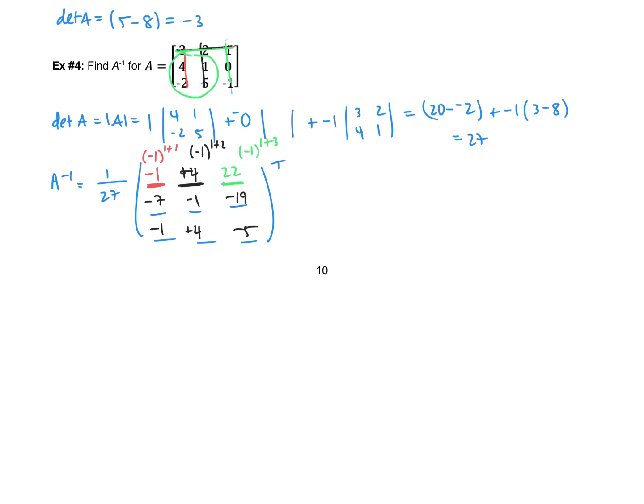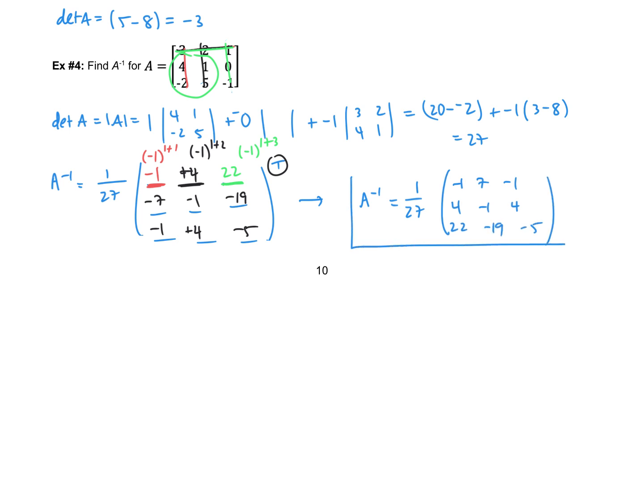And then don't forget, we still have to transpose. So finally, after all of that, we end up with our multiplicative inverse being 1 over 27 multiplied into the matrix negative 1, 7, negative 1, 4, negative 1, 4, 22, negative 19, and negative 5. And then remember, if we were to deal with this constant, it would multiply into all of those terms. So it's a tedious process, that is for sure.